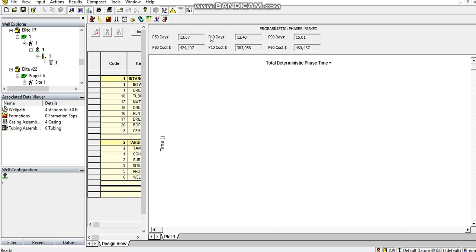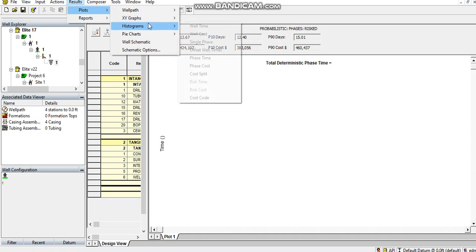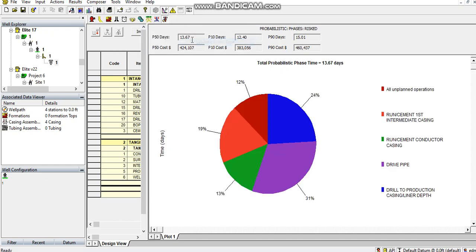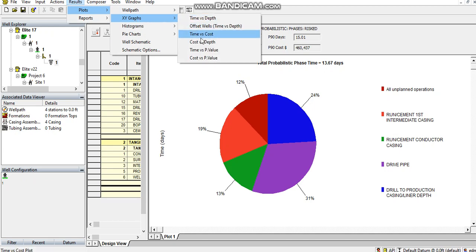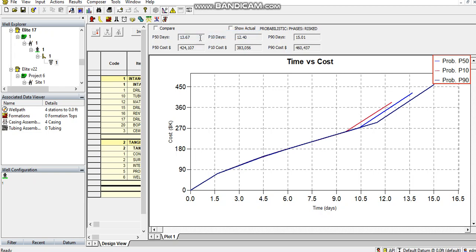So the pie charts, fortunately this one is not showing. Let me check out the other pie chart. Okay, this is showing me the probabilistic phase. So it is showing you the running cement, cement and conductor, dry pipe, all that. So you can continue viewing all the other results, the well path, and this is for time versus cost. You can view the graphs.